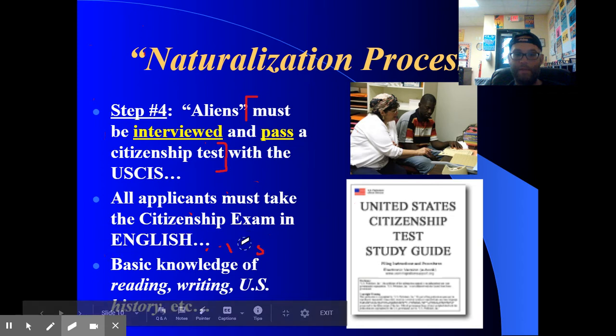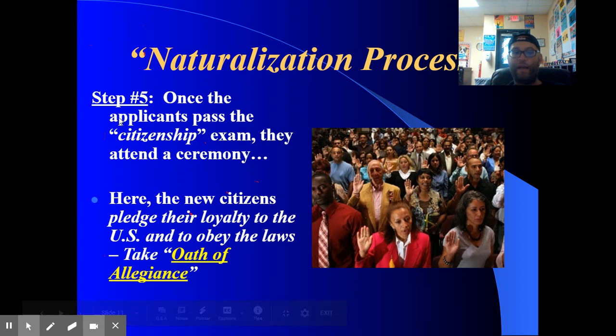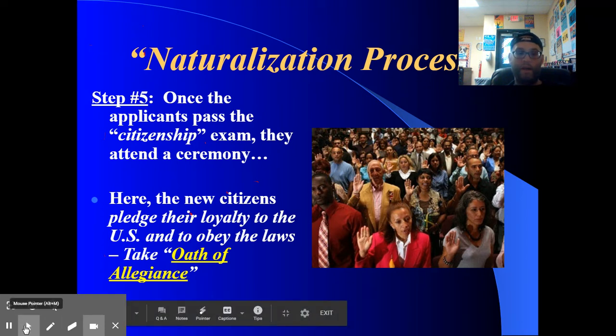The last step is the fun and easy one if you're going through this process. The last step is they have to take an oath of allegiance. So once applicants pass the exam, they attend a ceremony. They have to go before someone, they have to take the oath, and they have to be sworn in as a U.S. citizen.